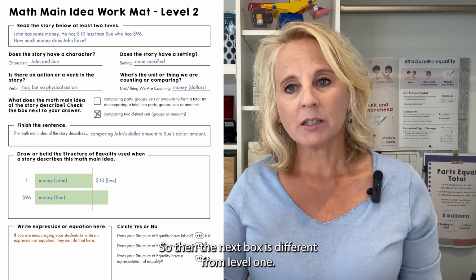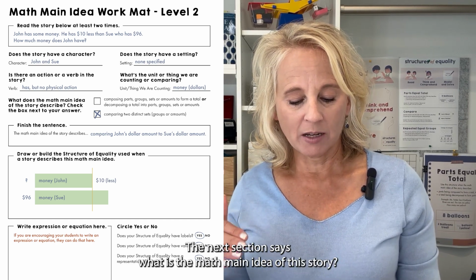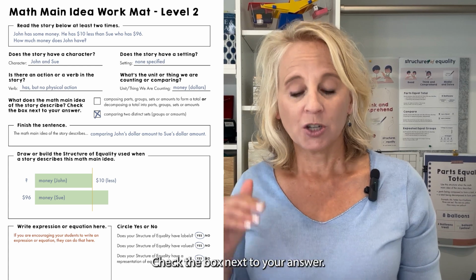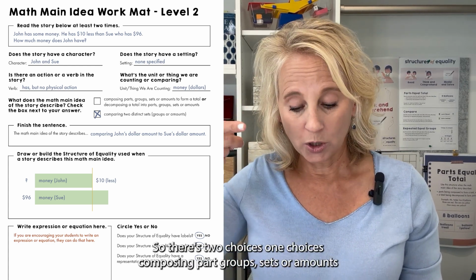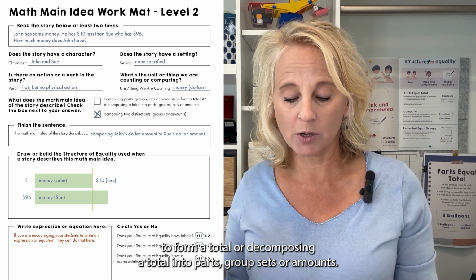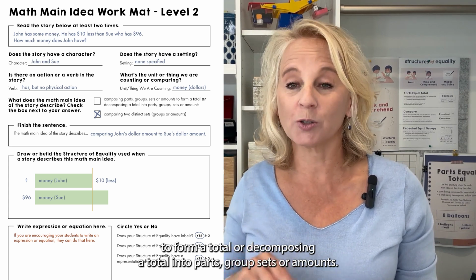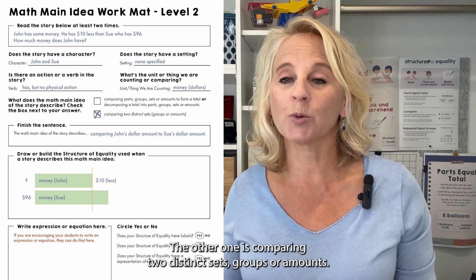So then the next box is different from level 1. The next section says, what does the math main idea of this story describe? Check the box next to your answer. There are 2 choices. One choice is composing parts, groups, sets, or amounts to form a total, or decomposing a total into parts, groups, sets, or amounts. The other one is comparing 2 distinct sets, groups, or amounts.